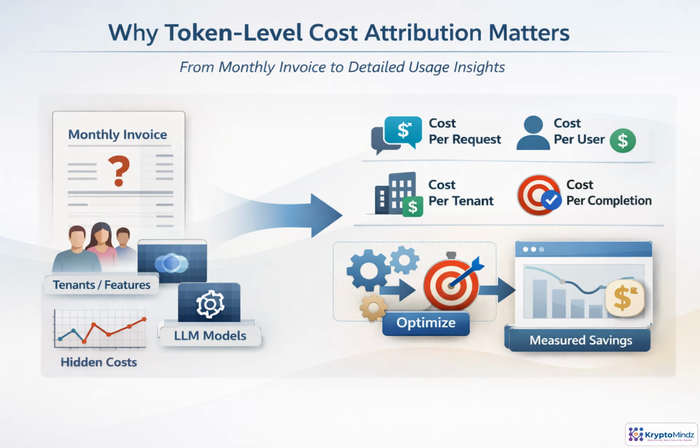A monthly LLM invoice tells you what you spent, but not why. Token-level attribution reveals the actual drivers: requests, users, tenants, prompts, and model routes. That turns vague spend into unit economics, so optimization becomes targeted, measurable, and safe.